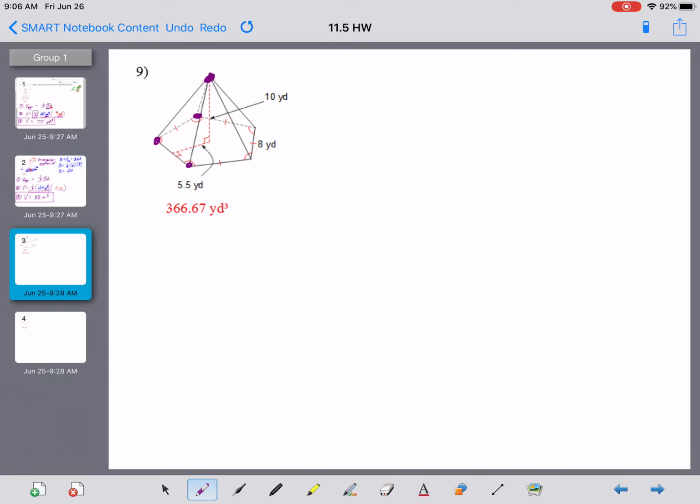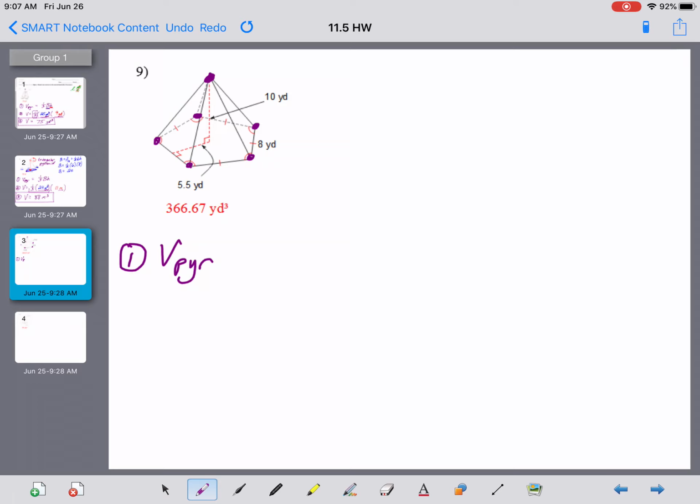1, 2, 3, 4, 5 vertices make up the bottom. That means that the base is a pentagon, so we would call this particular shape here a pentagonal pyramid. Okay, pyramid because it comes to a peak up on the top, pentagonal because its base is a pentagon.